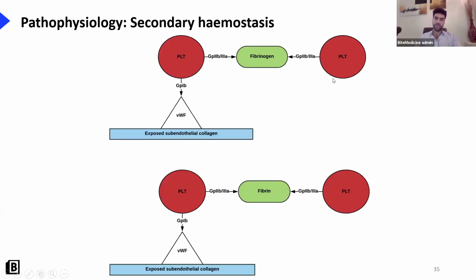So remember up here, we had our weak platelet plug, which was connecting the platelets by fibrinogen. So this is weak. We then had our coagulation cascade come along and convert that fibrinogen into fibrin, cross-link the fibrin molecules, and you now have a really strong thrombus, which is capable of forming a blood clot and stopping bleeding. So that is secondary hemostasis in a nutshell.